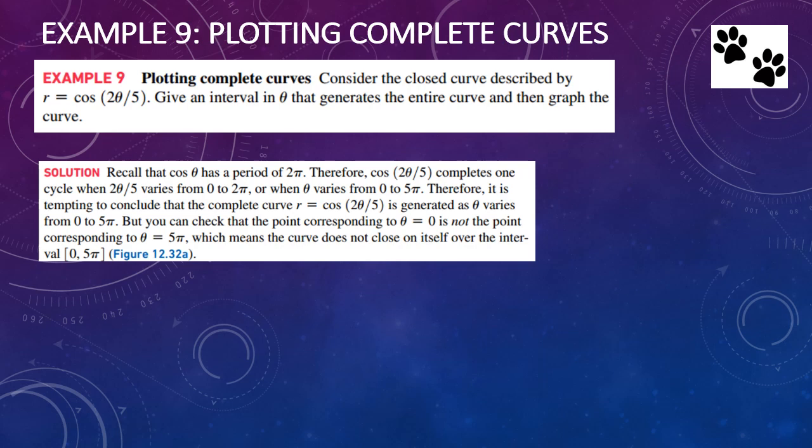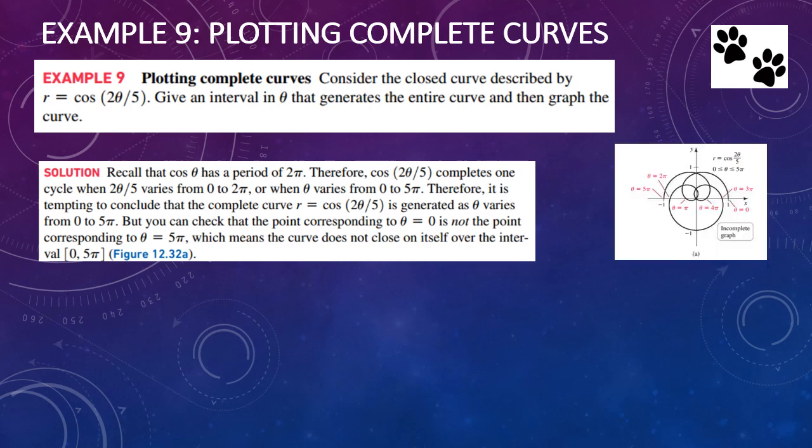But you can check that the point corresponding to theta equals 0 is not the point corresponding to theta equals 5 pi. So this is a little bit confusing, which means that the curve doesn't end at the same point it starts at, so that can't be our period. And here we have a graph that shows what we would think would be the period, but we can see that it doesn't end and start at the same point. Okay?